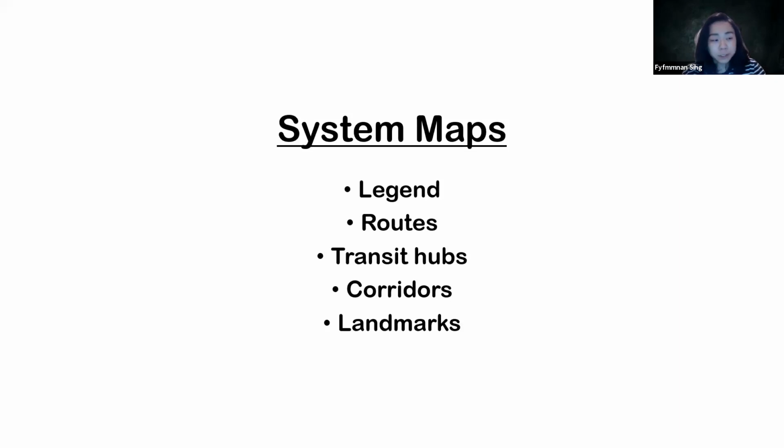Fourth, corridors. A corridor is basically a road where at least one route makes a significant amount of stops with little to no deviation. You can think of it as, you have point A, point B, and it just stays on that road without going anywhere else.